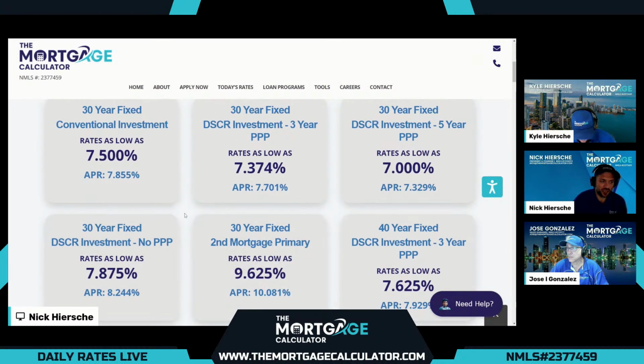And last option here for our standard DSCR is with no prepayment penalty. So if our investor doesn't want a prepayment penalty, we have options. It is just higher rates and costs. So rates as low as 7.875. Final APR comes in 8.244. Notice that's a touch higher than conventional here. So definitely recommend our investors take advantage of the prepayment penalty benefit and choose one of these options here at a much lower rate and cost.